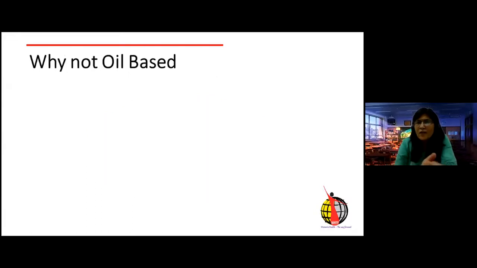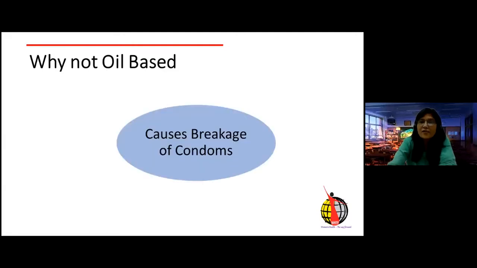And why not oil based? Why are you not going to ask your user to use an oil based one? Sometimes your clients may try to use some creams, vegetable oil, whatever is available in the home. But you have to tell them not to use an oil based lubricant, because it's going to cause breakage of the condoms. So basically only the water based jelly has to be used.